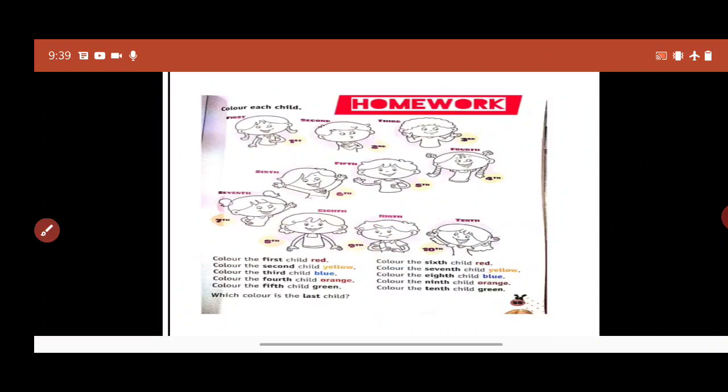Right? So this is your today's classwork and homework. You have to do this neatly in your book.